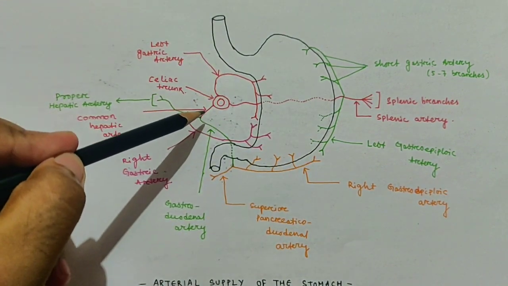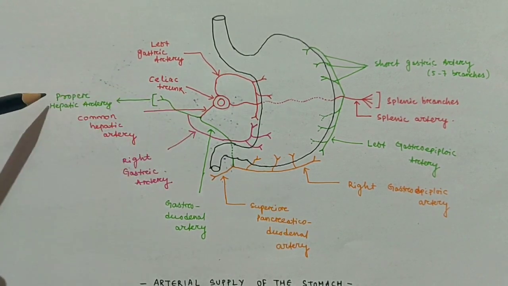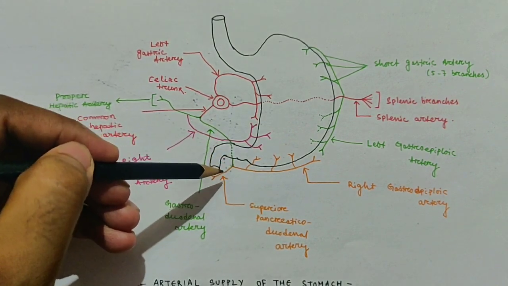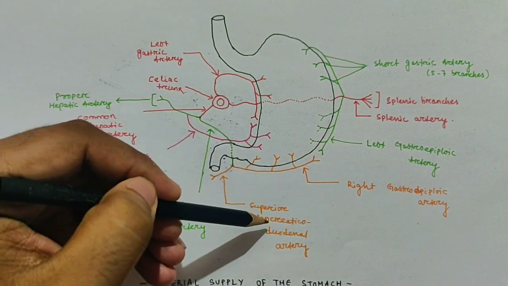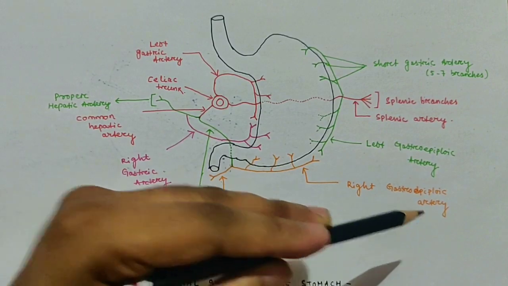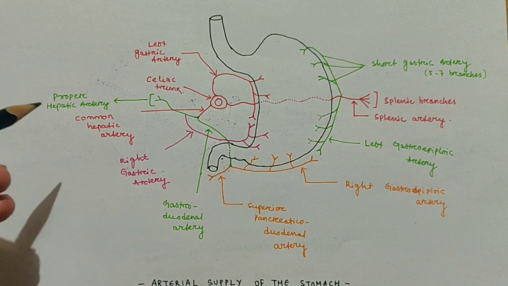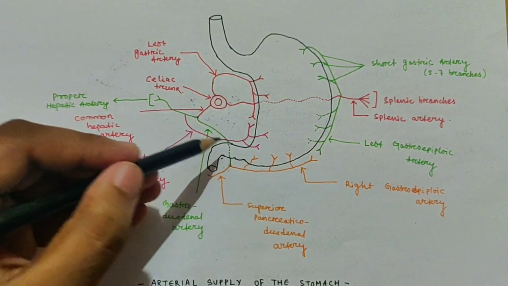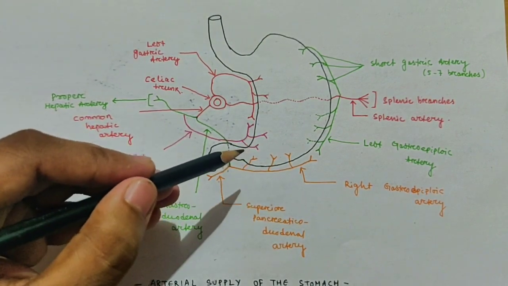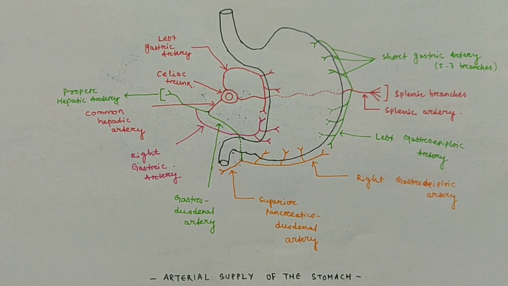Then the third branch of the celiac trunk is the common hepatic artery, which gives two branches. One is the proper hepatic artery and the second one is the gastroduodenal artery. The gastroduodenal artery gives two branches: the superior pancreaticoduodenal artery and the right gastroepiploic artery, which supplies the lower part of the greater curvature. And the proper hepatic artery gives one branch, the right gastric artery, which supplies the lower part of the lesser curvature. With this, the arterial supply of the stomach completes.